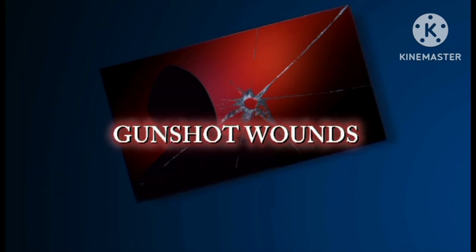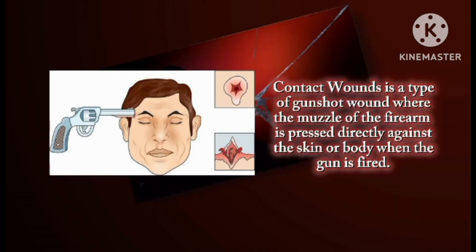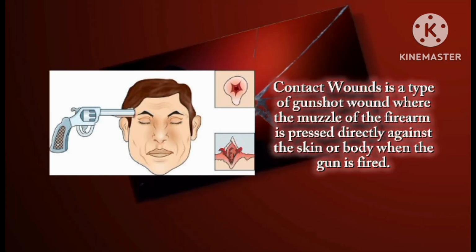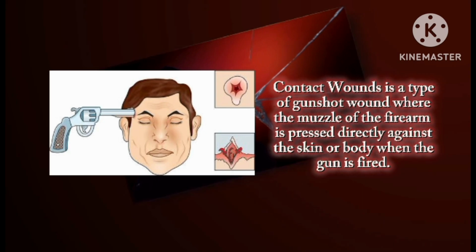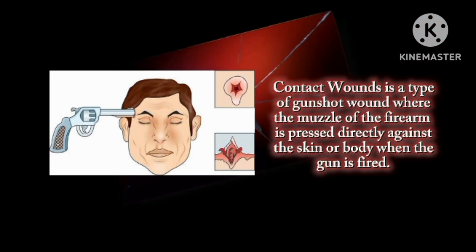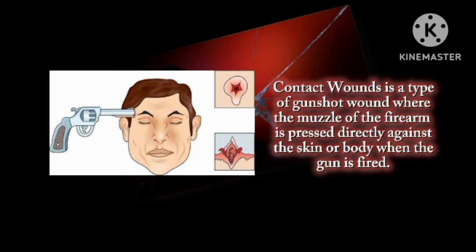Now we will be classifying gunshot wounds. First is contact wounds. It's a type of gunshot wound where the muzzle of the firearm is pressed directly against the skin or the body when the gun is fired, causing extensive tissue damage and soot deposition. And also there's a muzzle imprint around the entrance wound.